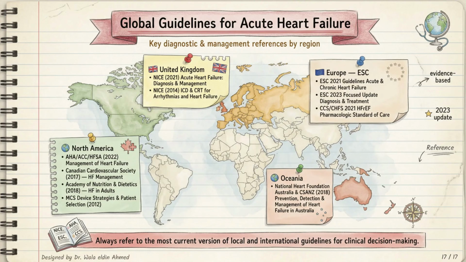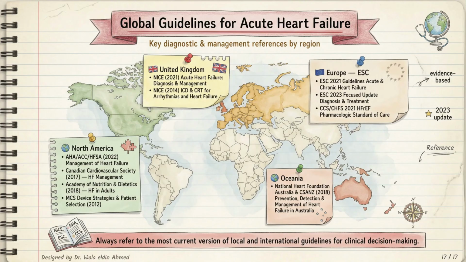In North America, AHA, ACC, and HFSA 2022, Management of Heart Failure, Canadian Cardiovascular Society 2017, Academy of Nutrition and Dietetics 2018, and MCS Device Strategies and Patient Selection. In Oceania, National Heart Foundation Australia and CSANZ 2018, Prevention, Detection, and Management of Heart Failure in Australia. The message is clear. Always refer to the most current version of your local and international guidelines for clinical decision-making.